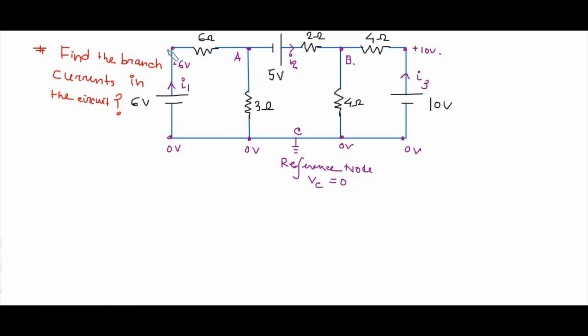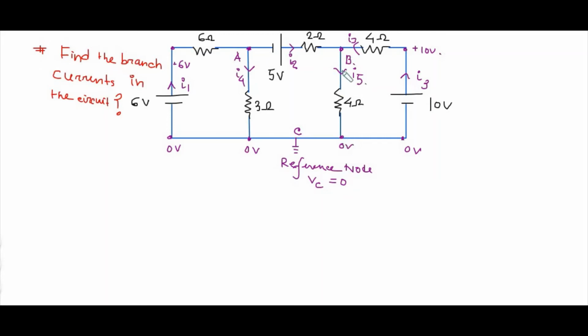Now this I1 current passes through this 6 ohm, and after that at the point A node it is going to distribute, so it is I2, and let's say the current coming to this 0 volt would be I4. And at the B node, the I3 current comes here, and the I2 current is also coming to node B, and let's say the current passing towards this section is I5.